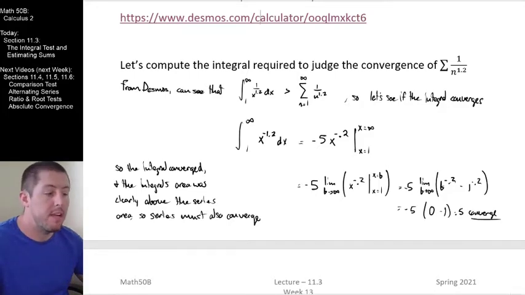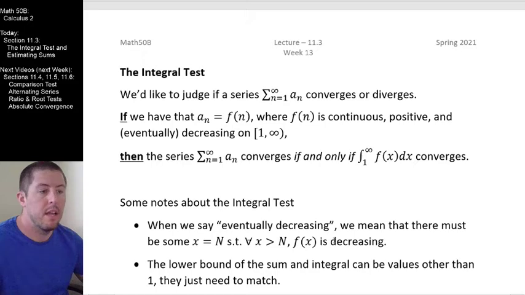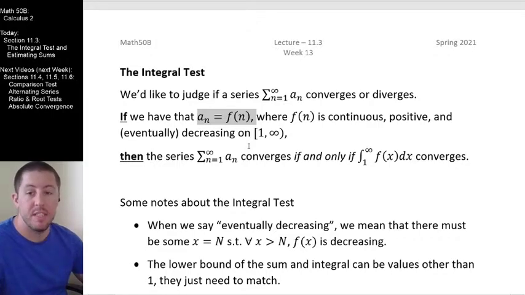So this idea right here is what we call the integral test. If we would like to judge if the series, the generic phrasing for our series, the sum from n equals 1 to infinity of a sub n converges or diverges, that's what we'd like to do. If it is the case, so first restriction, we need to be able to write the series as a function. We saw in the previous couple videos that does not always happen. It needs to be the case that not only can we write it as the function, but the function itself, f of n, needs to be continuous, it needs to be positive, and it needs to be eventually decreasing.